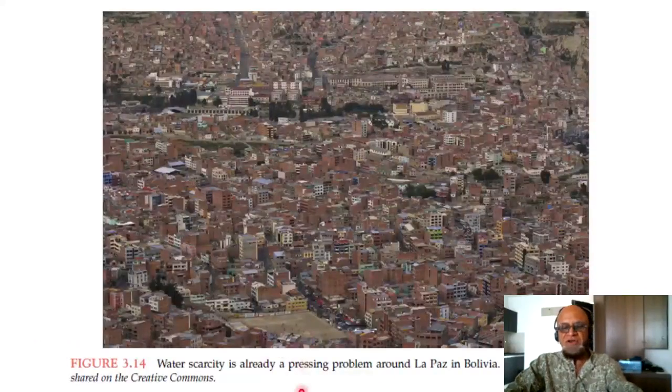Water scarcity is already a pressing problem around La Paz in Bolivia. So we are carrying 2 messages: social change transformations are possible, and humans have always dealt with water scarcity issues and have prevailed. Now we are growing in population quite rapidly, creating more and more uses for water in terms of industrial activities, mass production of food, and various other recreational activities and so on.